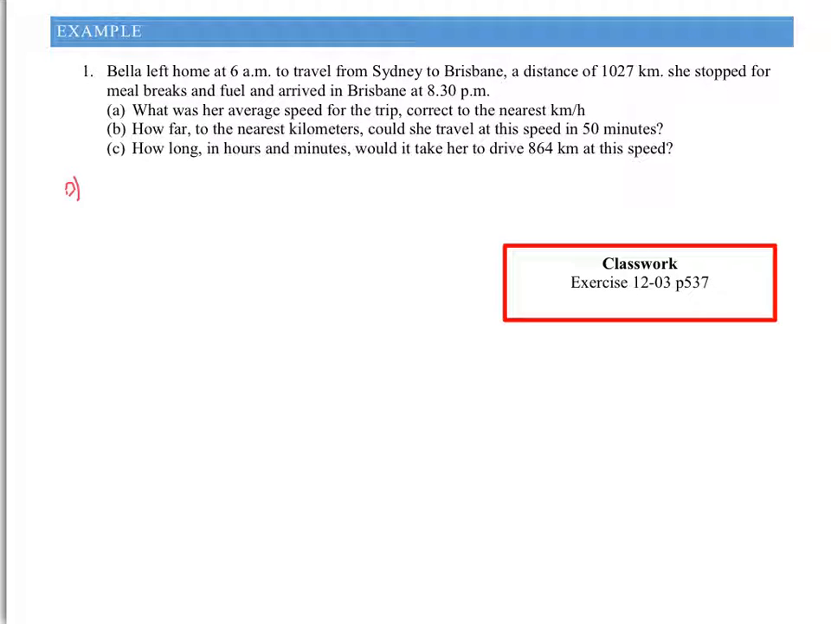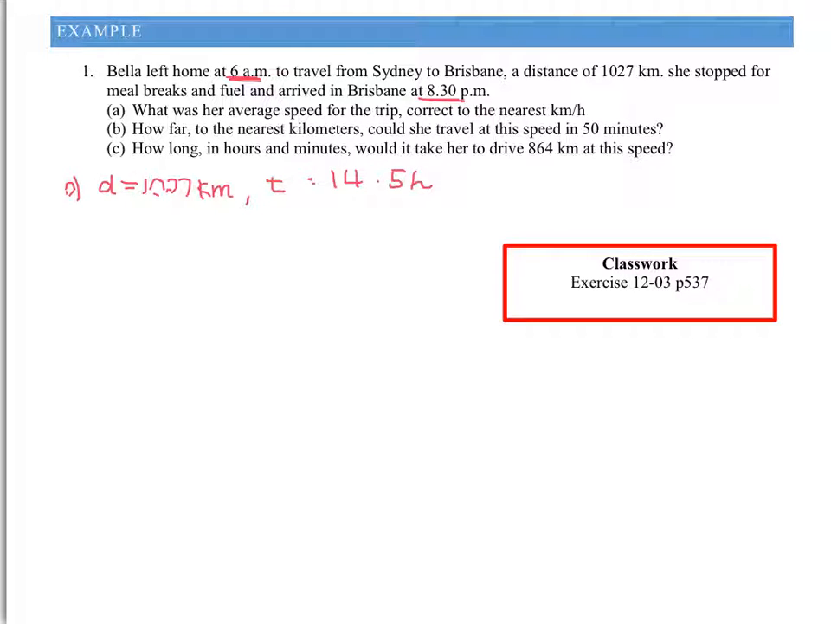So, average speed, what do we know? What do we need? Well, we need distance. And we were told she travelled a distance of 1,027 kilometres. And we need to know how long that took her. Now, we're not exactly told how much time, but we can work it out. Because she left home at 6 a.m. and then she got to Brisbane at 8:30 p.m. So if we think about from 6 a.m. until 8:30 p.m., that is 14 and a half hours. I'm just going to write that as 14.5 hours.